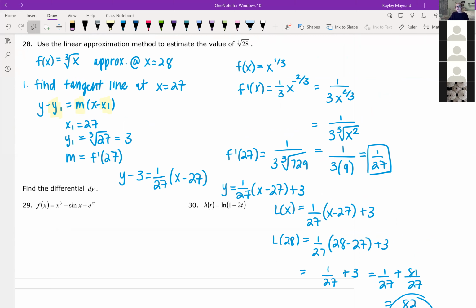So once you figure out what you're doing, you go ahead and find the tangent line at a value that is close to what you're approximating. So we were told to approximate at x equals 28. So we're going to go ahead and find a tangent line at x equals 27, because that's close to 28. You go ahead and find the tangent line, boom, and then you just plug in what you're trying to estimate. So you plug in 28, because that's what we were told to estimate.